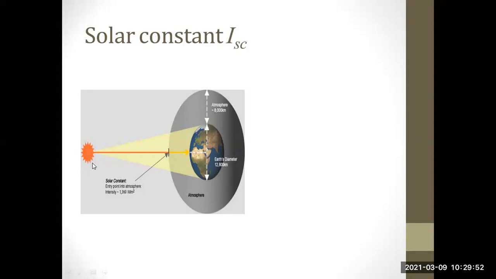And suppose you are interested to calculate how much amount of power we are receiving at some specific distance, and that distance is the average distance between the earth and the sun. So that factor we calculate by using the concept of what? Solar constant. What I mean is, you know that the sun is generating 3.839 into 10 to the power 26 watt of power.